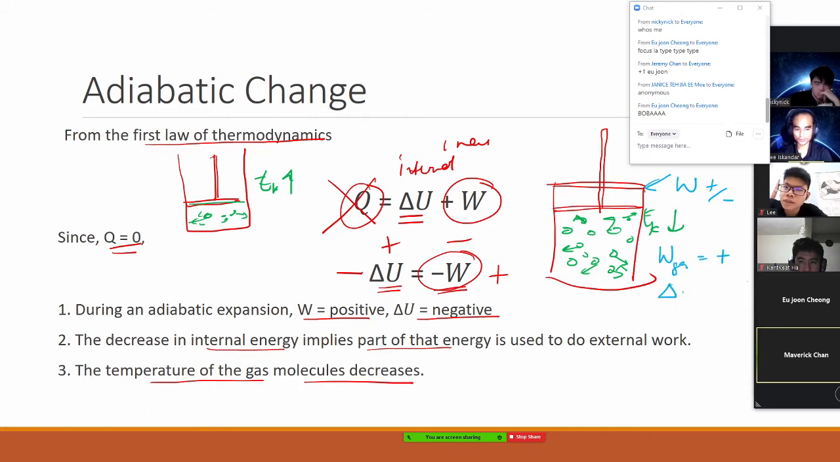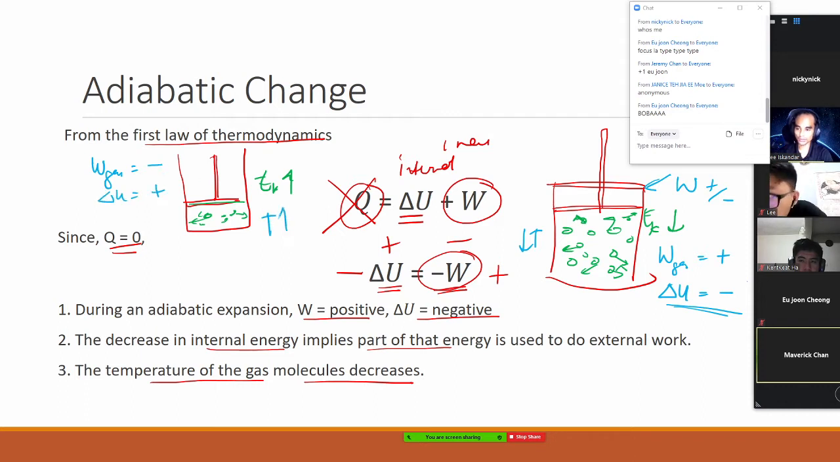So change of U will be negative, because you see the temperature decreases. At this side, work for the gas will be negative, so change of U will be positive. So this is why the temperature goes up. So you can see the relation between work and internal energy of the gas. Very easy to remember which one is positive, which one is negative.